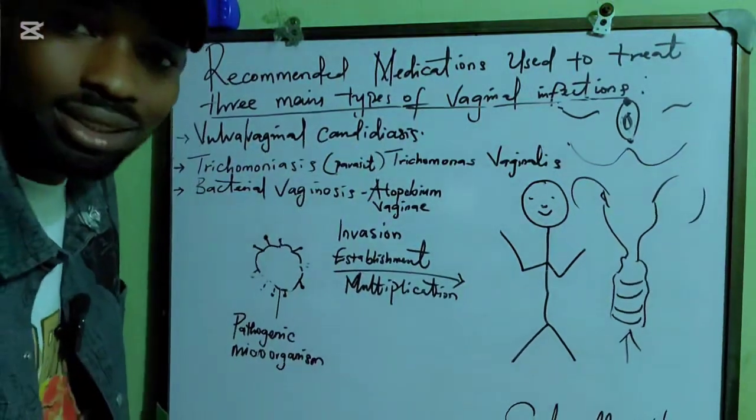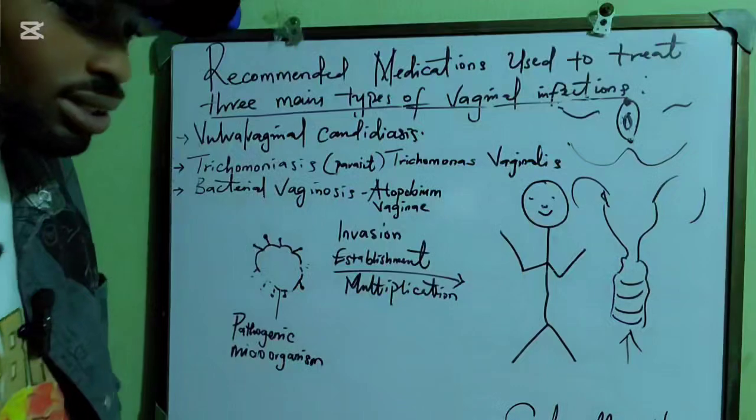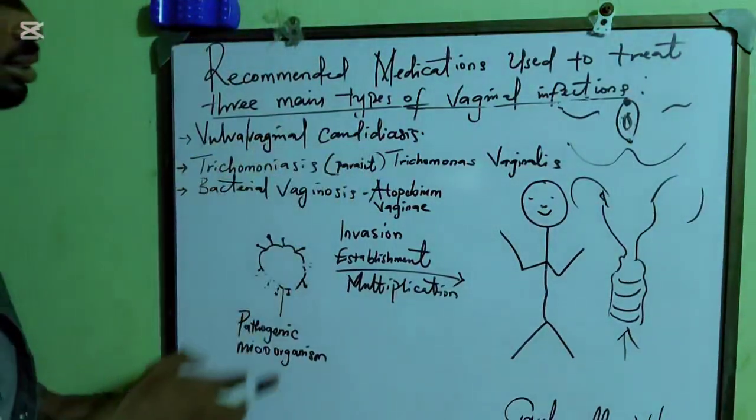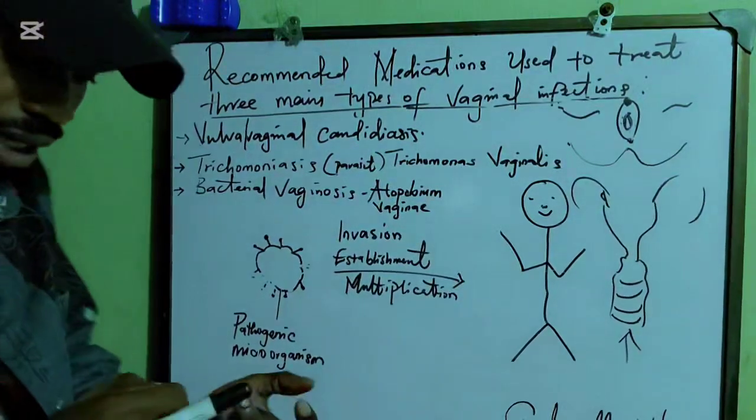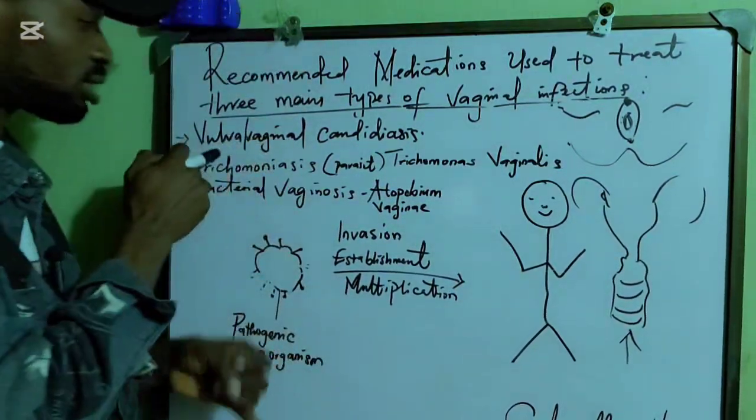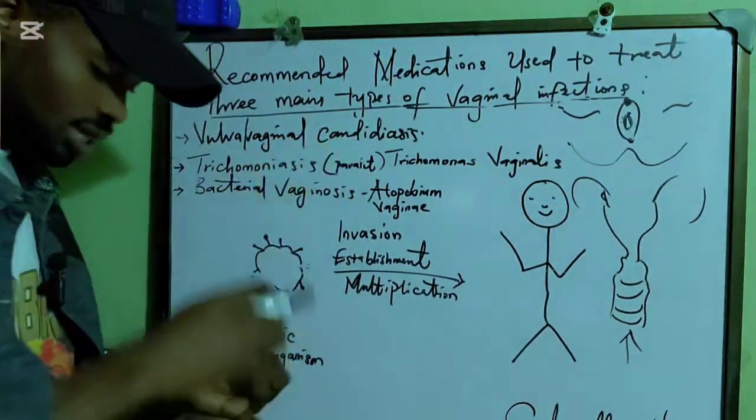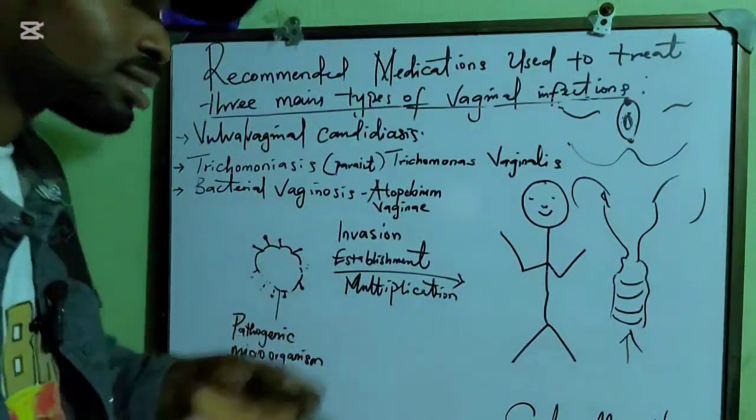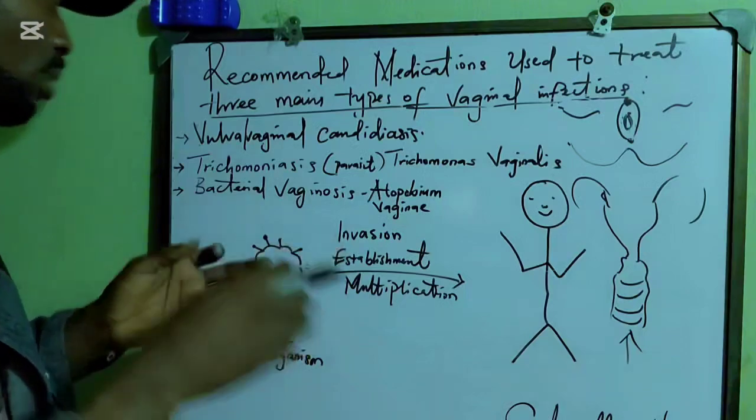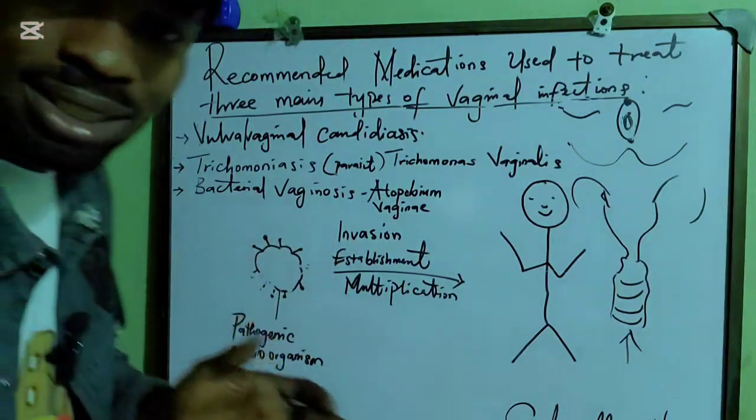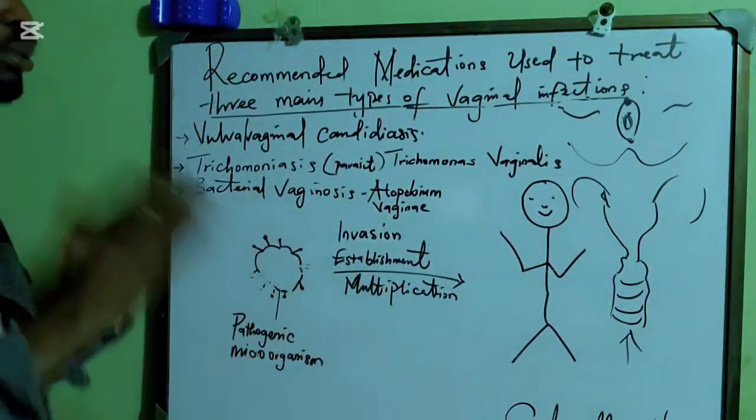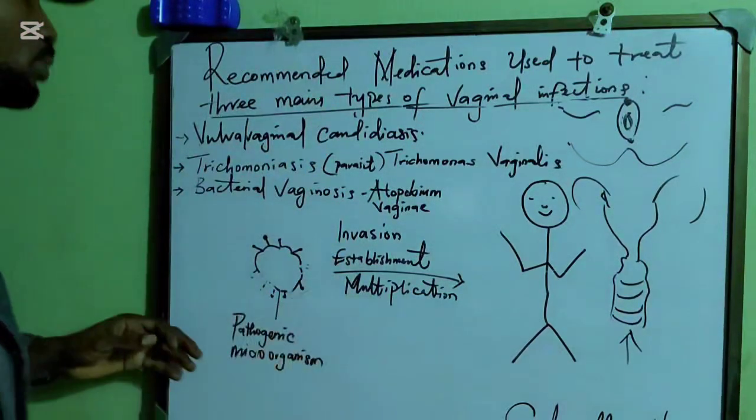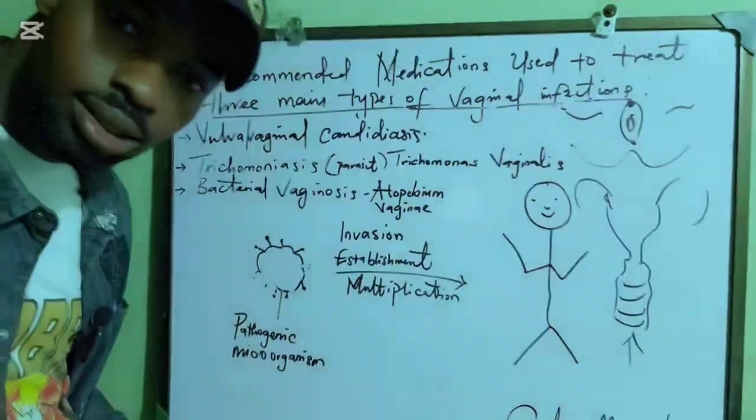And what normally causes this? Candida albicans. The causative organism of this vulvovaginal candidiasis is Candida albicans, Candida krusei, Candida tropicalis, and I think there's one again, Candida glabrata, something like that. There are many of them, but the one we know mainly is Candida albicans.